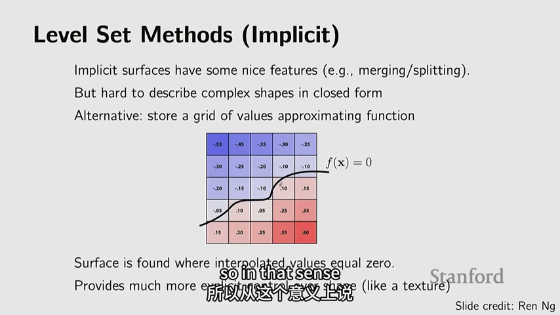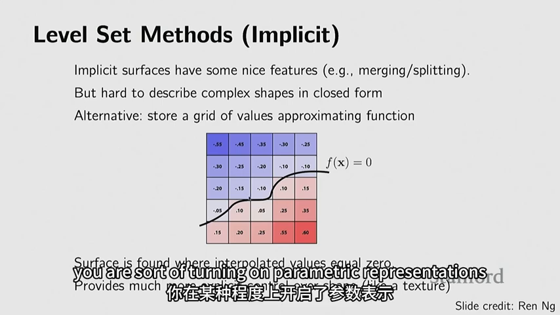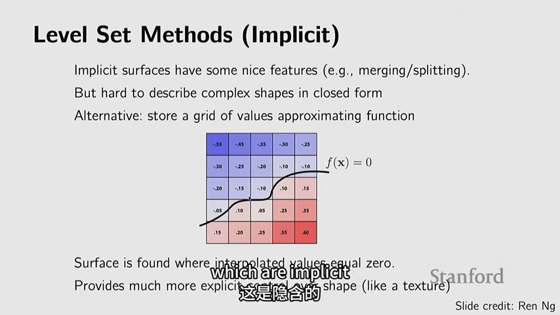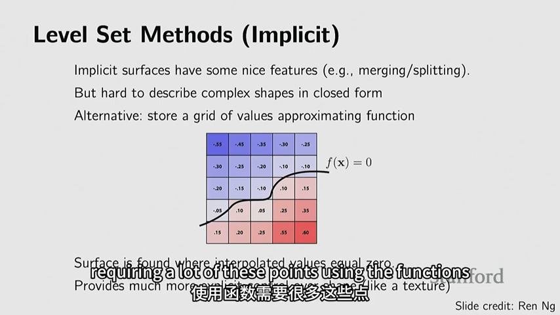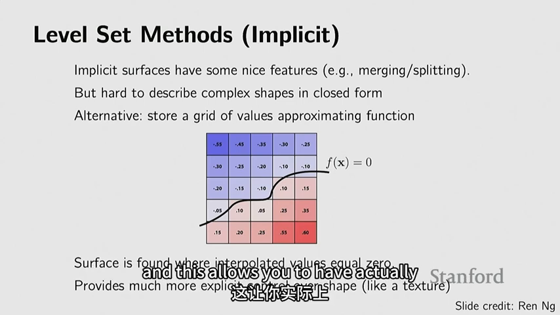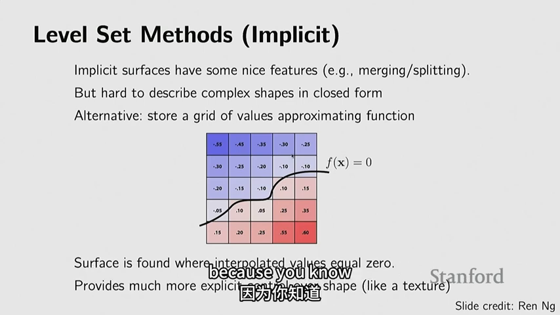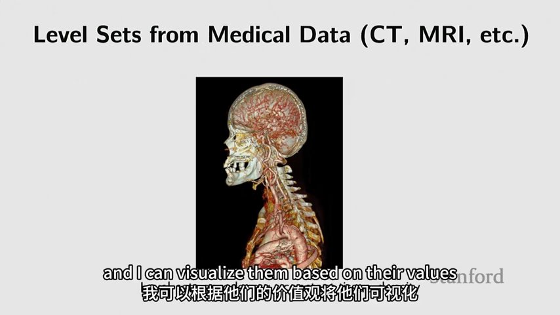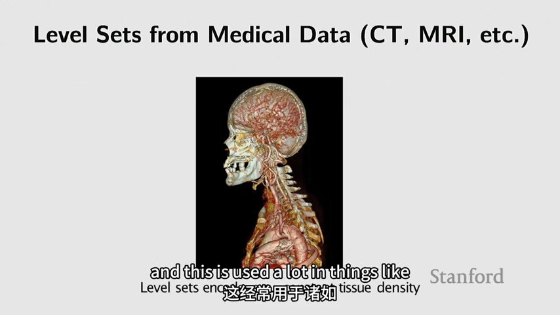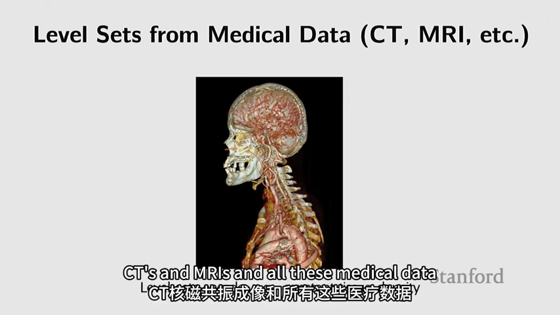Right. So in that sense, you're turning parametric representations, which are implicit, into non-parametric representations by pre-querying a lot of these points using the functions. And this allows you to have more explicit control because you can now visualize them. You can say, I have this matrix and I can visualize it based on its values. This is used a lot in things like CTs and MRIs and other medical data.